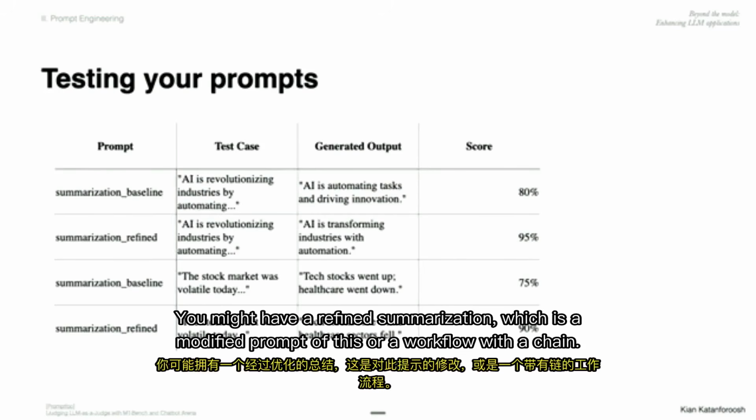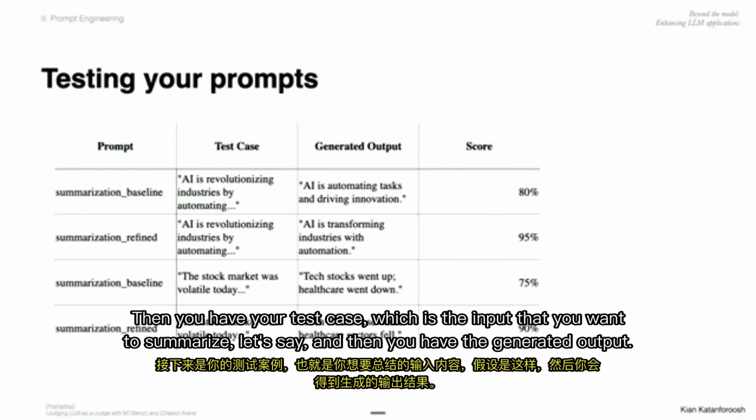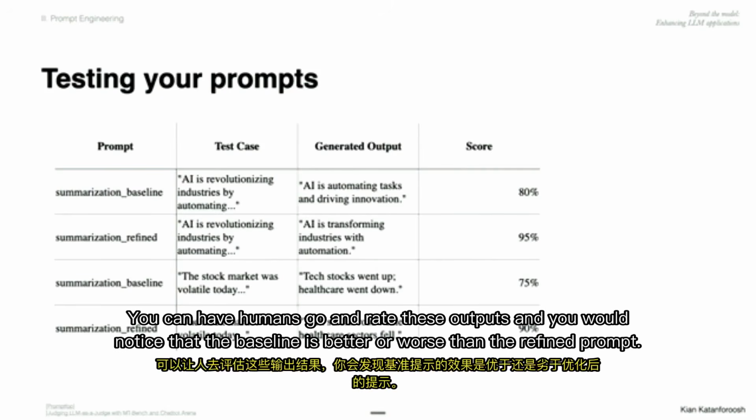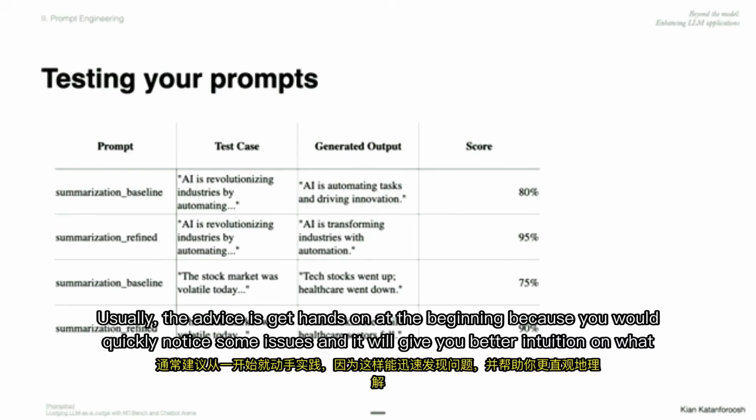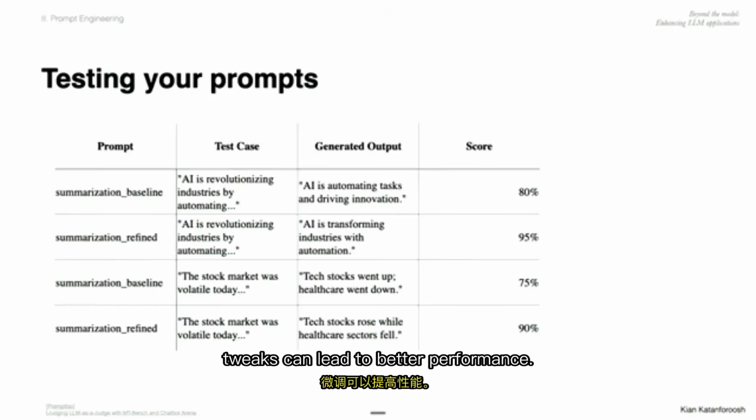with a chain, and then you have your test case, which is the inputs that you want to summarize, let's say, and then you have the generated outputs, and you can have humans go and rate these outputs, and you would notice that the baseline is better or worse than the refined prompt. Of course, this manual approach takes time, but it's a good way to start. And usually the advice is get hands-on at the beginning, because you would quickly notice some issues, and it will give you better intuition on what tweaks can lead to better performance.